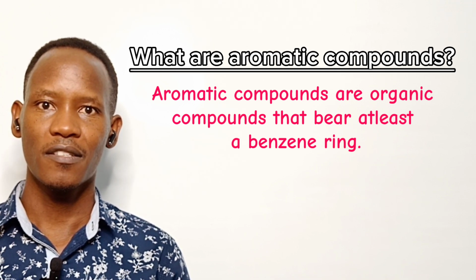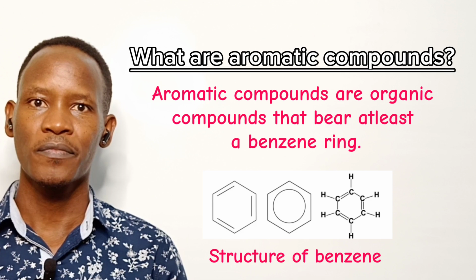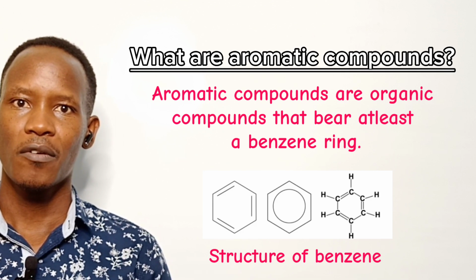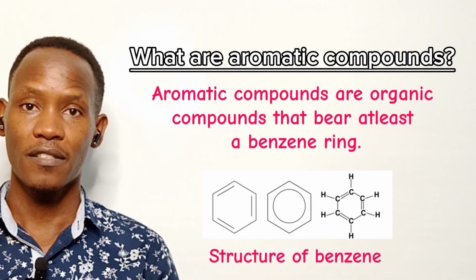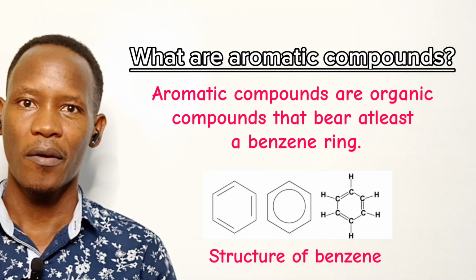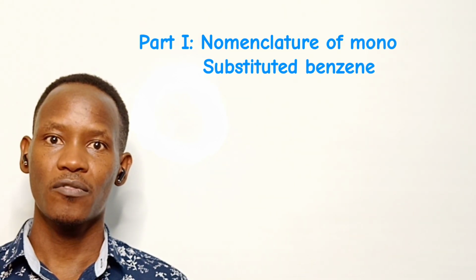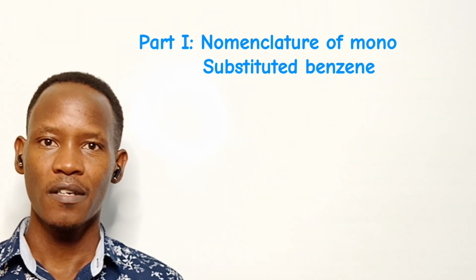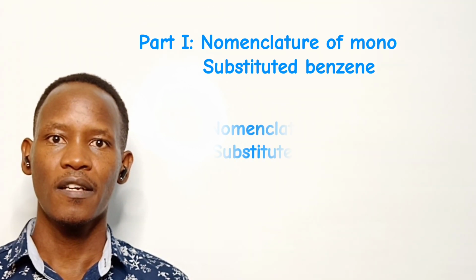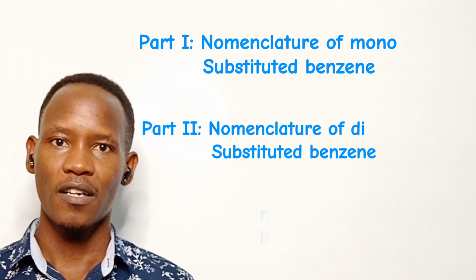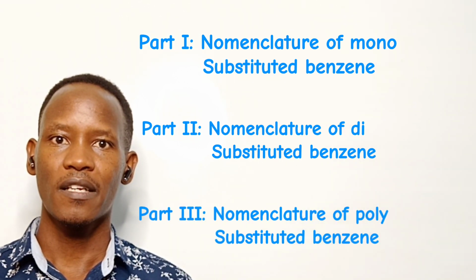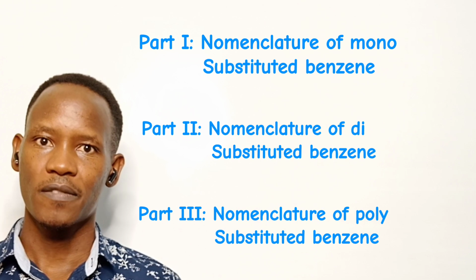Displayed beside me is the structure of a benzene ring. Now, if you come across any organic compound that bears the structure displayed beside me, then you are free to classify it as an aromatic compound. Henceforth, our nomenclature will be subdivided into three parts. In the first part, we shall have an insight into the nomenclature of monosubstituted benzene. In the second part, disubstituted benzene. And finally, in the last part, benzene that has more than two substituents.